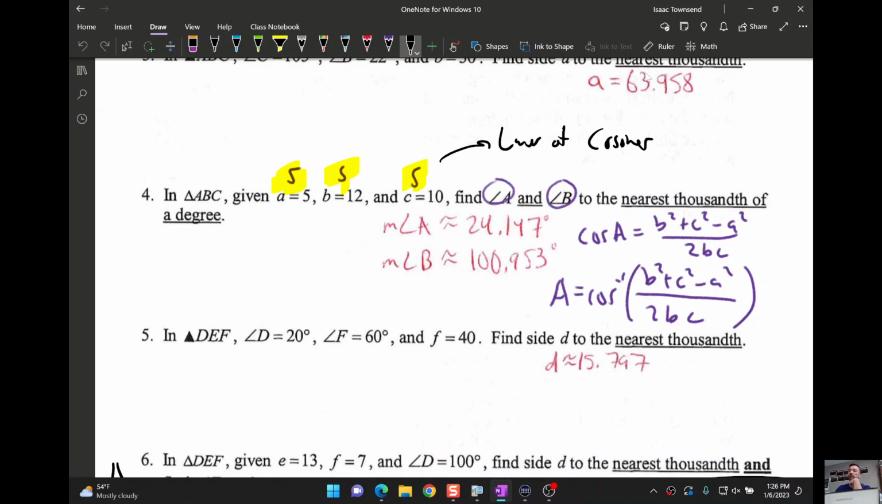Now technically you can do inverse cosine at the end, but I like to do it right here at the beginning just so that I don't forget about that. And so then this would be what you would want to go plug into the calculator.